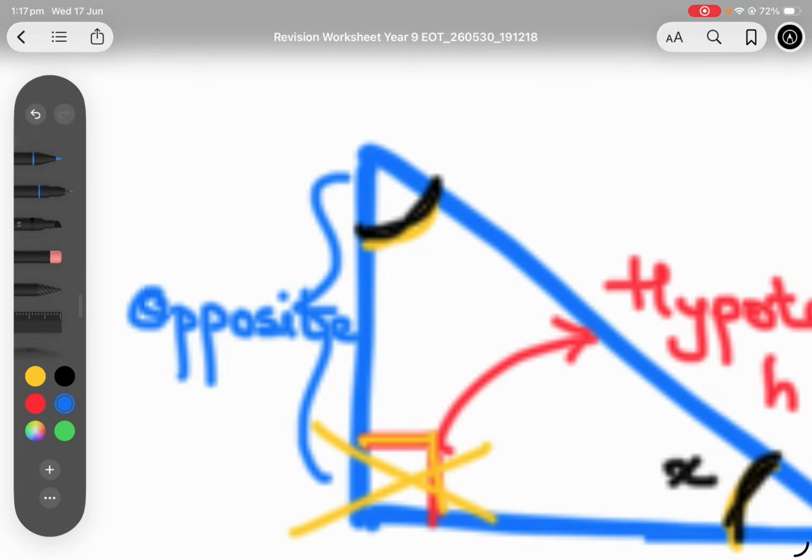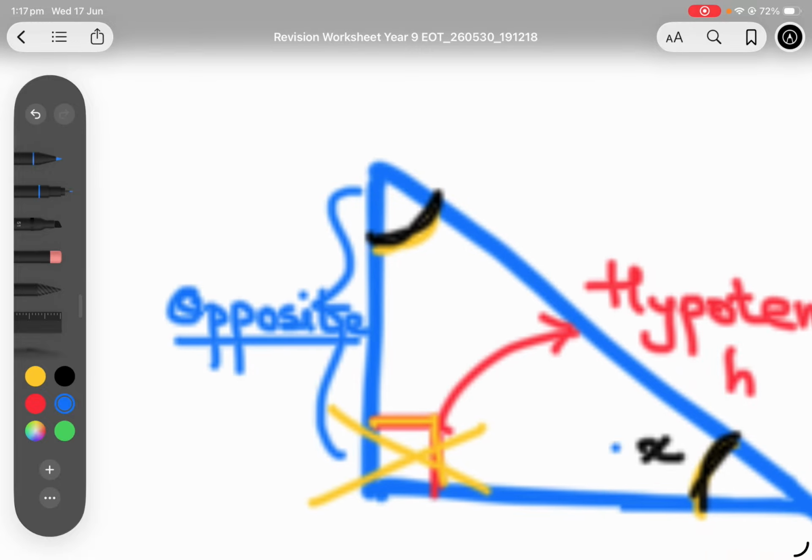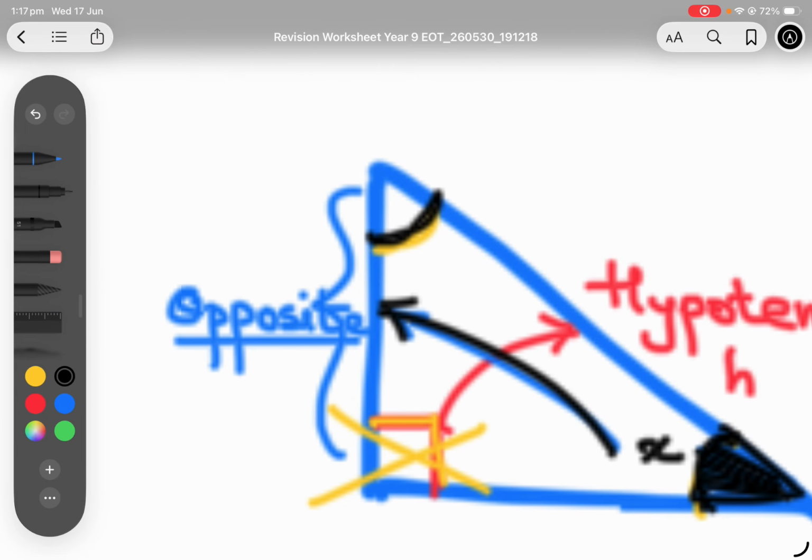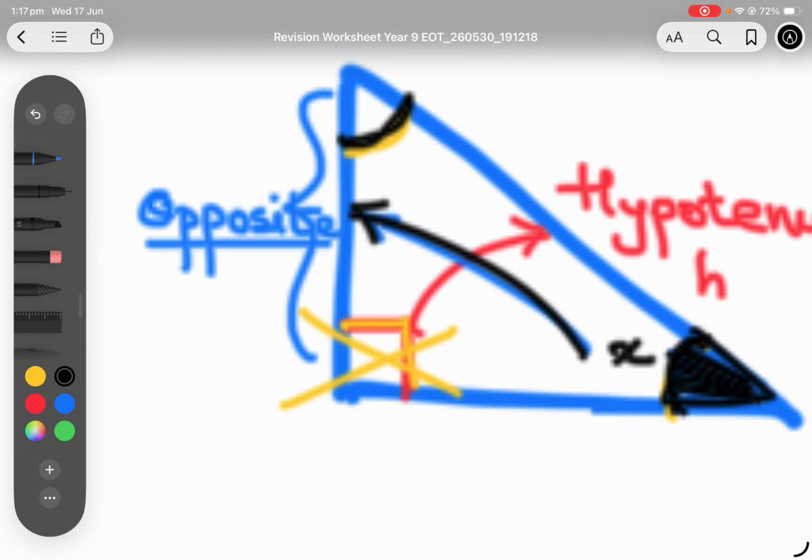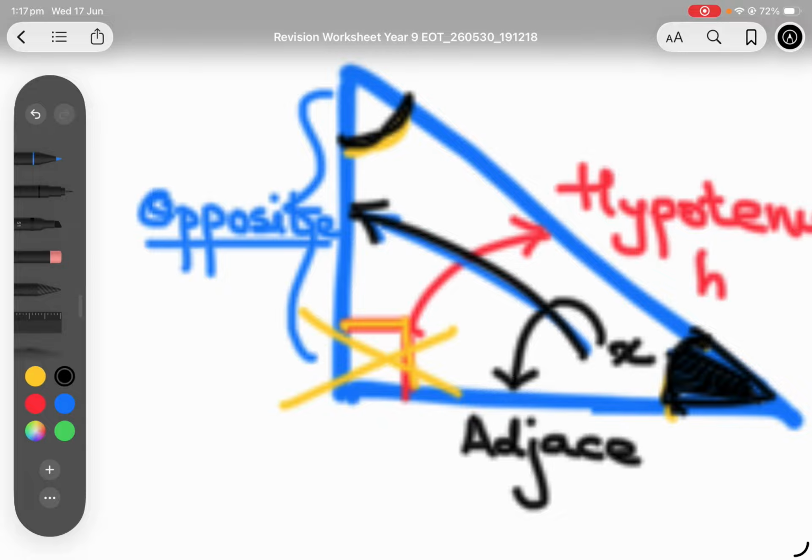Why is it called the opposite side? Because it is exactly in front of it. This is the angle that they are asking me to pay attention to, and with respect to this angle, this side that stands here is called the opposite side. And this side which is right next to it will be called the adjacent side.